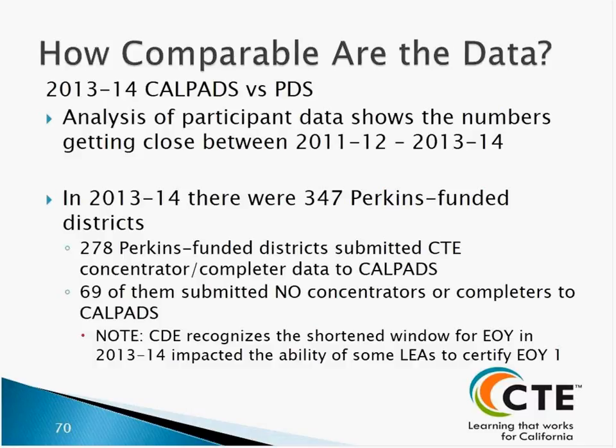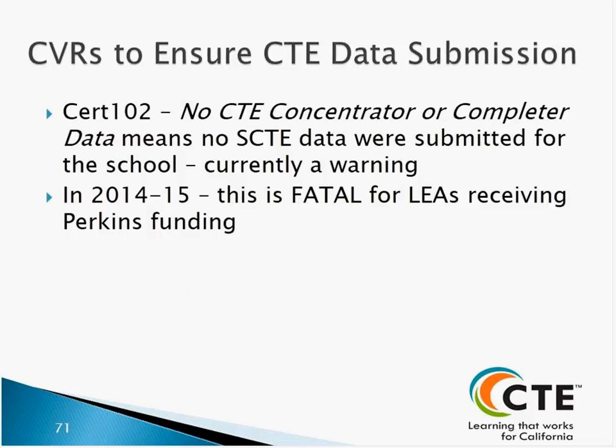In 13-14, to give you an example, we had 347 Perkins-funded districts. And of those, 278 of them submitted concentrator and completer data into CALPADS. That's a pretty good percentage, and that's much better than what we saw back in 2012, which, if I'm remembering right, was like 1. So great improvement there. However, we did have 69 districts that had no concentrators or completers in CALPADS, but yet they had that data in their Perkins data system. And so we have some submission errors that will be shown for you.